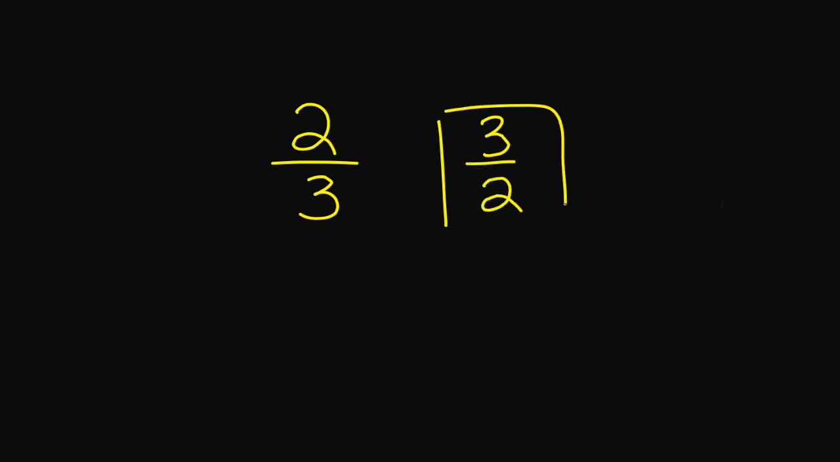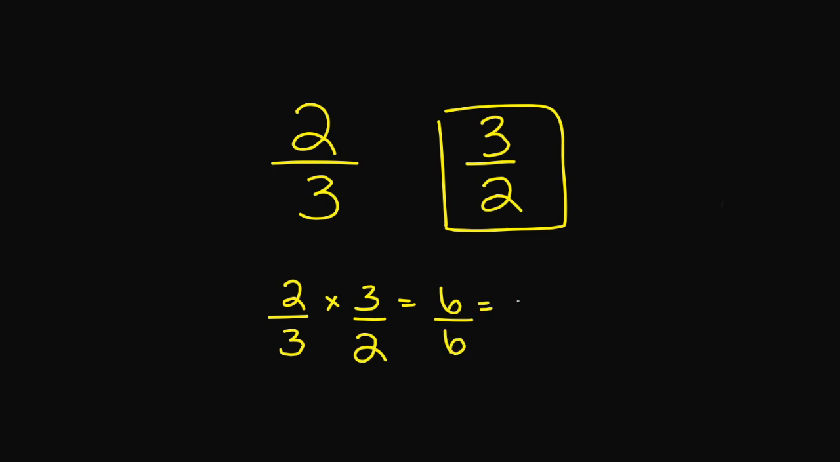What about 2 over 3? Remember, we are flipping our numerator and denominator. So the reciprocal is going to be 3 over 2. So if I multiply 2 over 3 times 3 over 2, my numerator, you're going to get 6. And your denominator, 3 times 2, you're also going to get 6. So 6 divided by 6 is 1. So we know 3 over 2 is the correct answer.